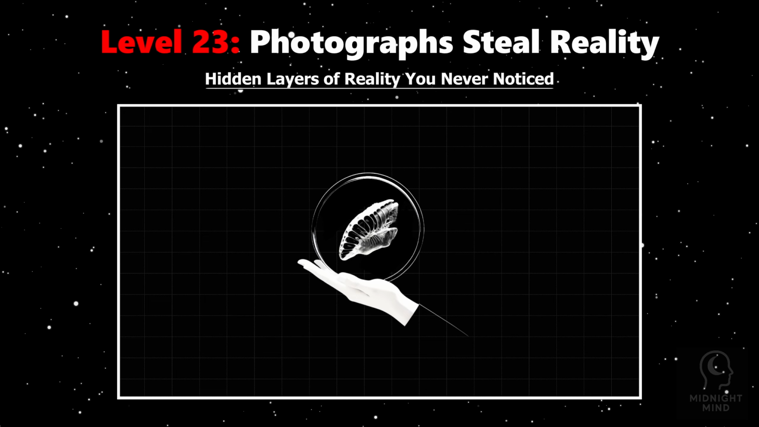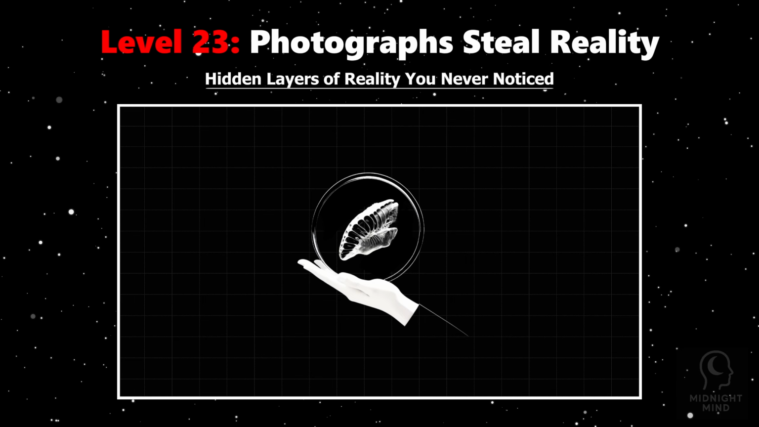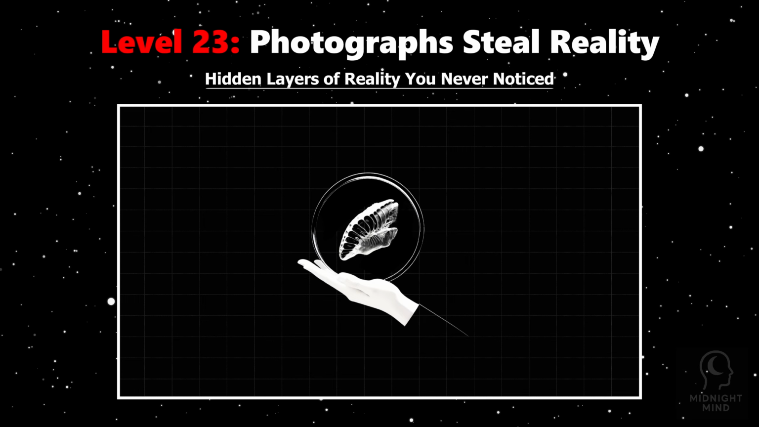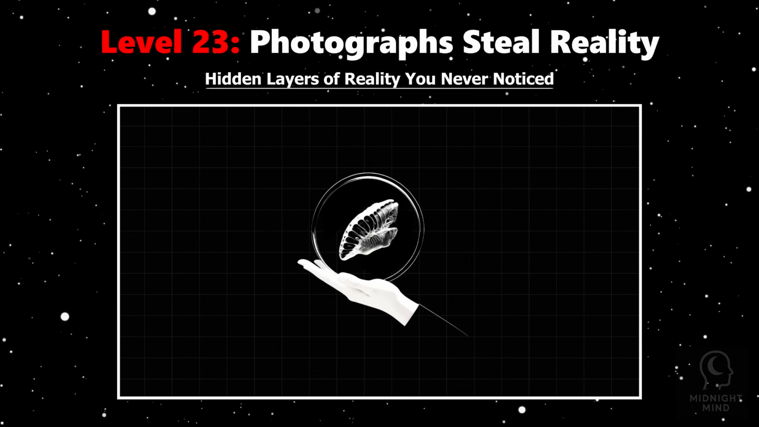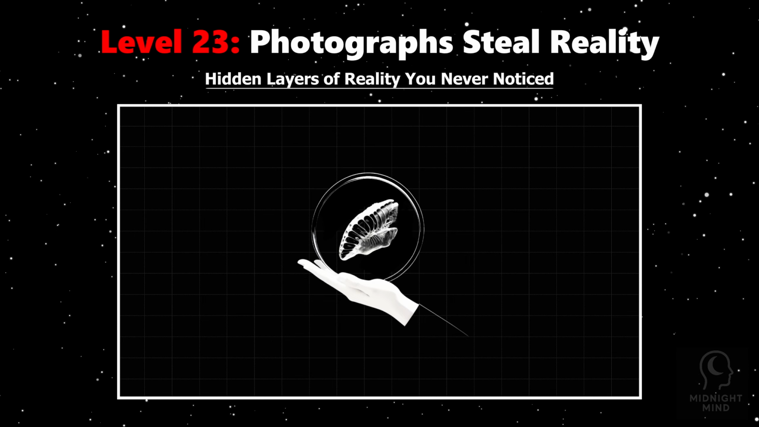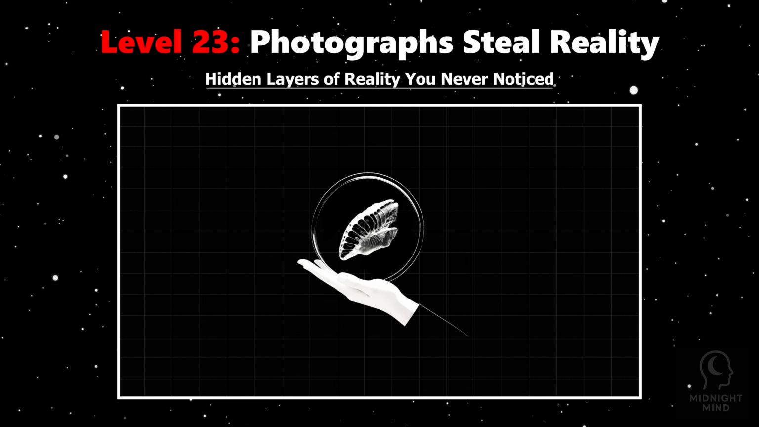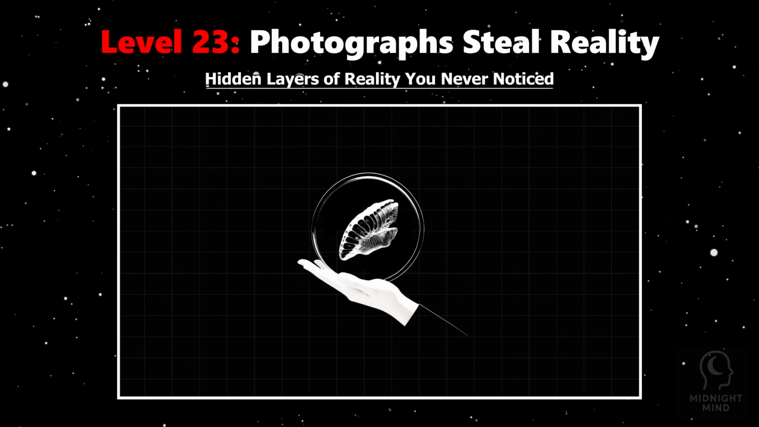Photographs steal reality by trapping it in a frame, freezing a moment that should be fluid and replacing the vividness of memory with a static, often incomplete, version of the past. Understanding this challenges our trust in photographs as truthful records and reveals the fragile, evolving nature of human memory and perception.